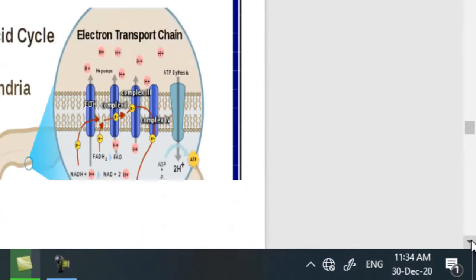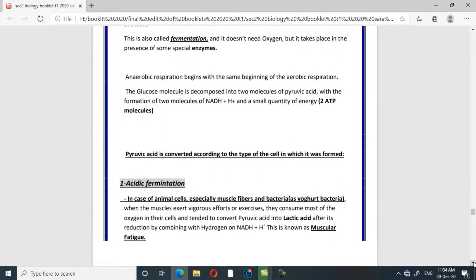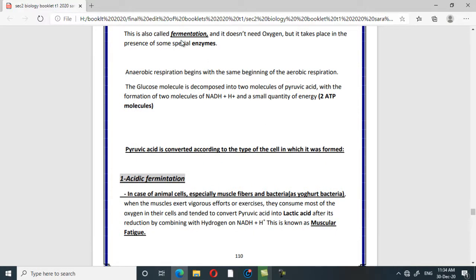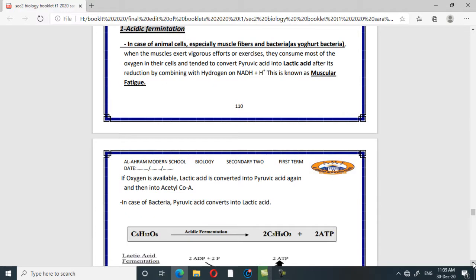But what will happen if the cell doesn't contain oxygen or is not exposed to oxygen? It will undergo something called fermentation. It will start the glycolysis steps, moving inside the glycolysis steps, then it will not enter the Krebs cycle. The fermentation depends on the type of the cell. If this cell is bacteria, like the yogurt bacteria, or the muscles inside the human body, it will form lactic acid instead of entering the Krebs cycle. And beside the lactic acid, it will form 2 ATP molecules only.